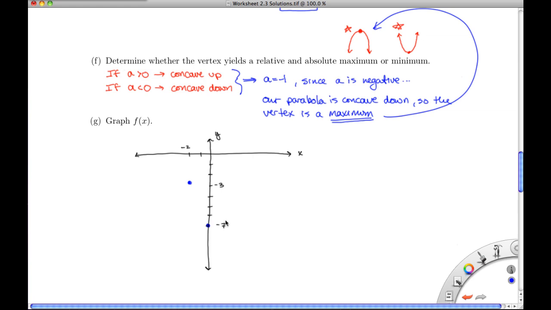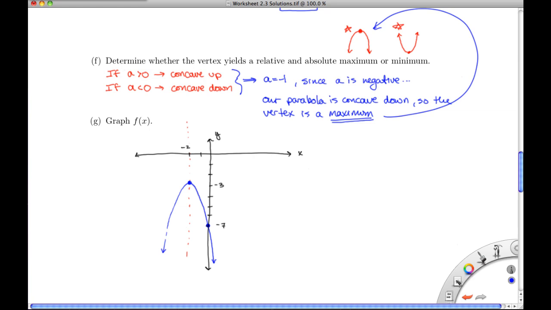We also know that we have an axis of symmetry through the line x is equal to 2, so our parabola is going to be symmetric across that. And we kind of know what parabolas look like. It's going to be concave down, so we're going to have something that kind of looks like this. It's going to swoop down, it's going to hit the y-intercept, and then it's going to be symmetric across this side as well. So that's a rough sketch of our parabola.